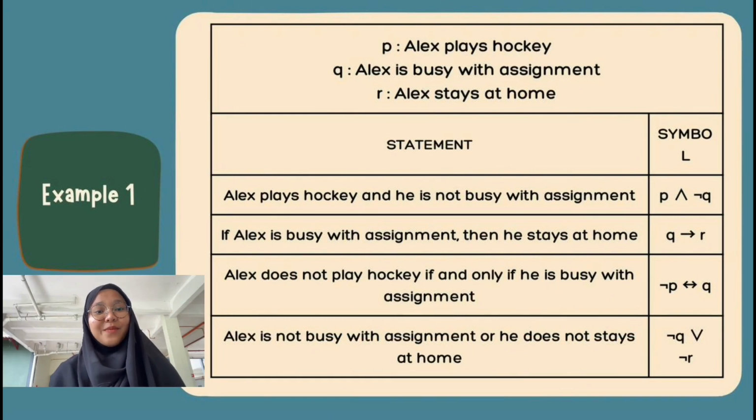So this is example 1. We have 3 primitive statements. The first one is P, Alex plays hockey. Q, Alex is busy with assignment. And R, Alex stays at home.